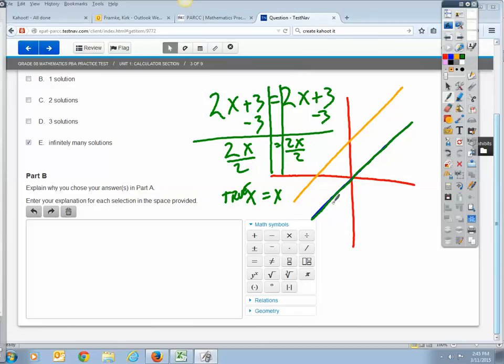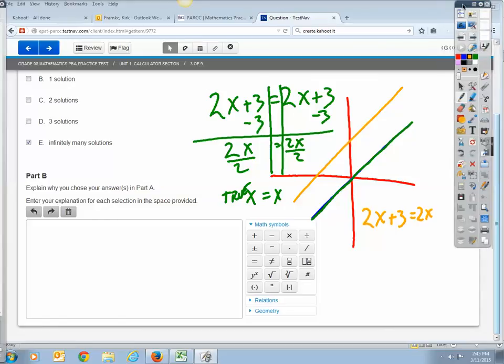On the other hand, let's try this. If I have 2x plus 3 is equal to 2x, just say 2x, let's go ahead and solve this. So they have the same slope, but a different y-intercept. This one's 0, obviously. So let's subtract 2x from both sides, get the x's together. I get 3 is equal to, well, 2x minus 2x is 0. This is a false statement.